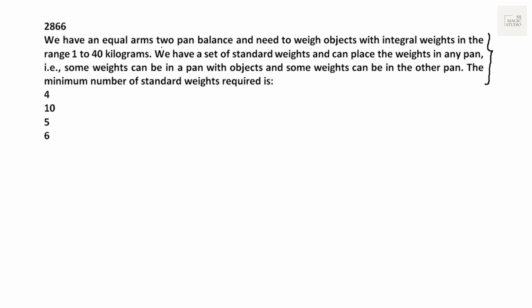We have an equal arms two pan beam balance type, and need to weigh objects with integral weights in the range of 1 to 40. That means we need to weigh 1, 2, 3, 4, anything till 40 in one go. We have a set of standard weights and can place the weights in any pan. Either you can place here or you can place here. That is, some weights can be in the pan with the object and some weights can be in the other pan.